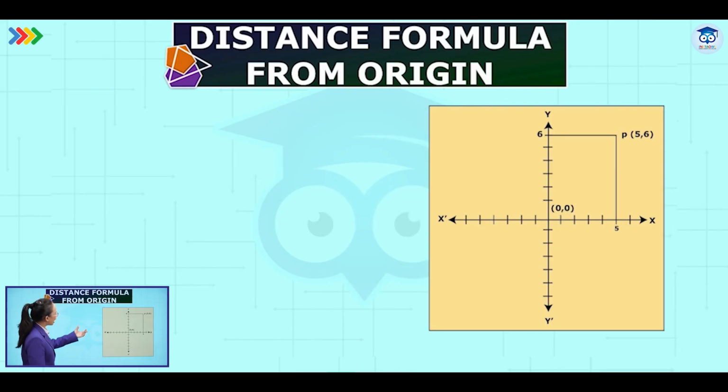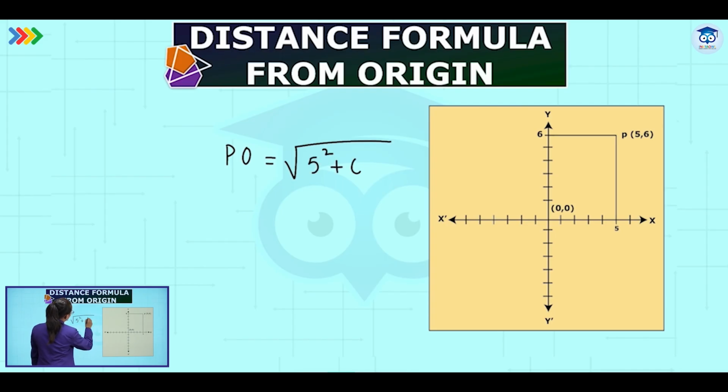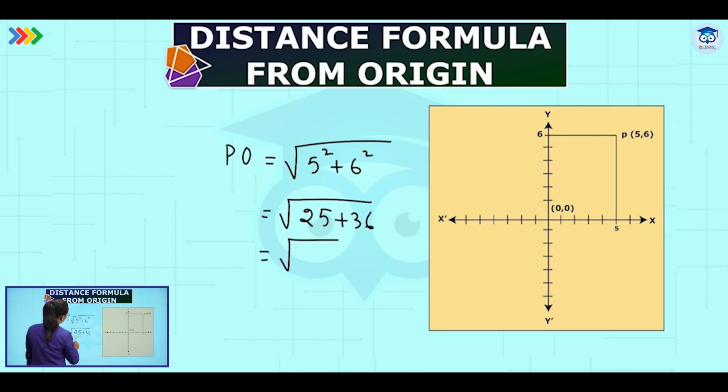So, we have here the point P (5, 6) and O (0, 0). How do we find the distance? The distance between this point P and the origin O is given by PO equal to the square root of 5 squared plus 6 squared. That is nothing but 25 plus 36, so the square root of 61 units. The unit can be centimeter, we don't know.